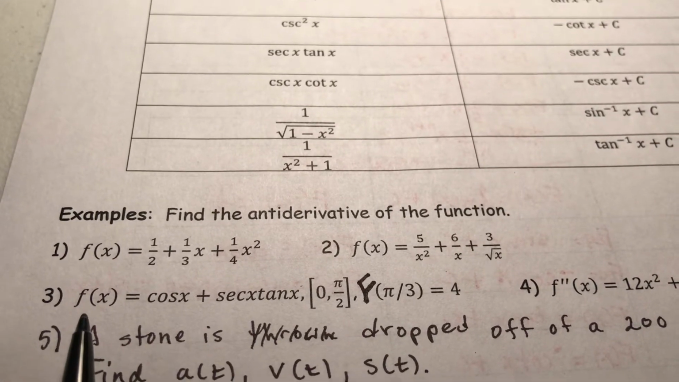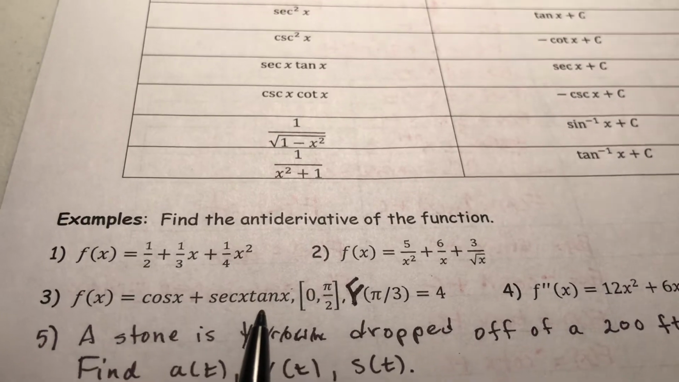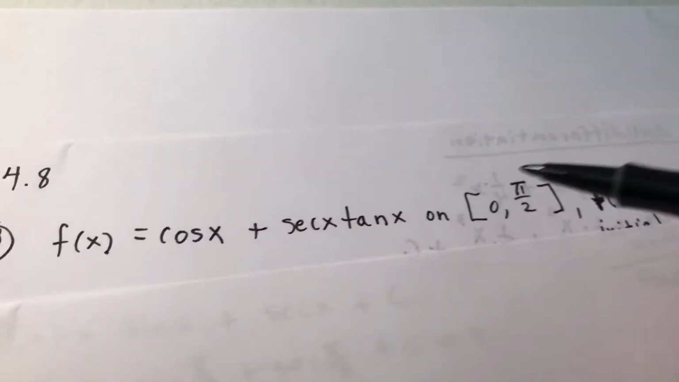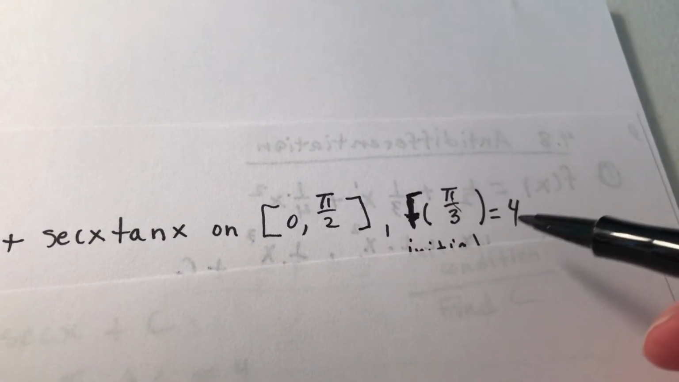So we're going to look at little f of x equals cosine of x plus secant x tangent x. I wrote that over here. I wrote all this information down, and it's on this interval. And it's given capital F of pi over 3 is equal to 4.